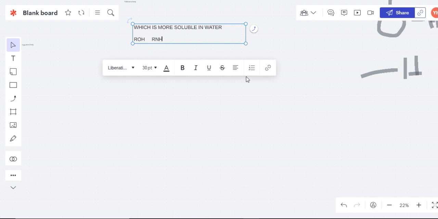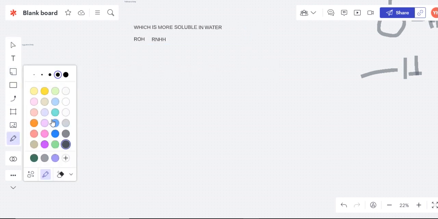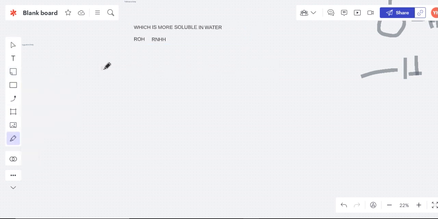RNH. I don't know how to make the complete structure, but I'm only writing here. One is alcohol, but the other one is an amine. Alcohol and amine. So RNH is amine and ROH is alcohol. So let's make a structure here. First of all, ROH. RO, this is alcohol.